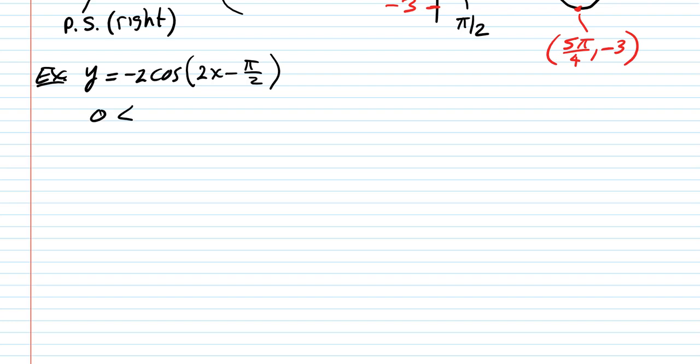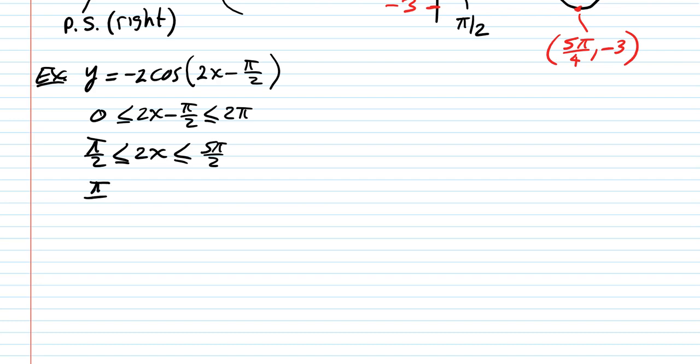Well, for cosine, I'm going to set the argument of cosine between 0 and 2 pi, and solve for x. So I'm going to add pi over 2 to all parts. 2 pi plus pi over 2 is 5 pi over 2. Correct? And then what? We're going to multiply every part by 1/2, or divide everything by 2. If you multiply by 1/2, half of pi over 2 is pi over 4, and half of 5 pi over 2 is 5 pi over 4. That's if I think in terms of multiplying by half.